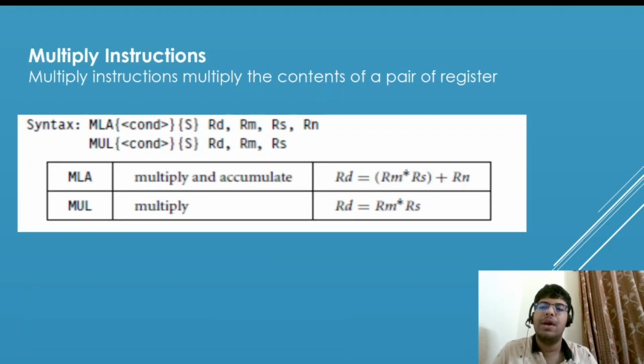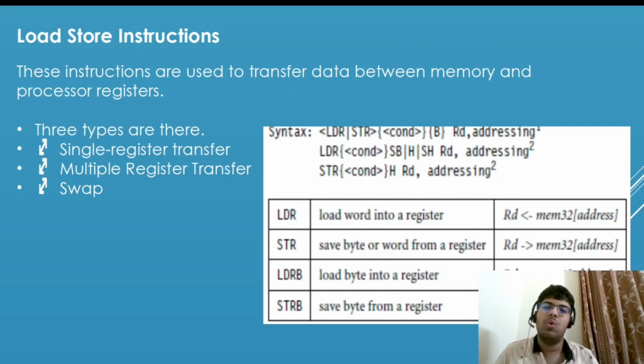Next are multiply instructions. This is used to multiply the contents of a pair of registers. Now we use the MUL function to multiply any values. Next are load and store instructions. These are used to transfer data between memory and processor registers. There are mainly three types: single register transfer, multi-register transfer, and swap. An example here is LDR, which we'll be using the most. It is used to load a word into a register.